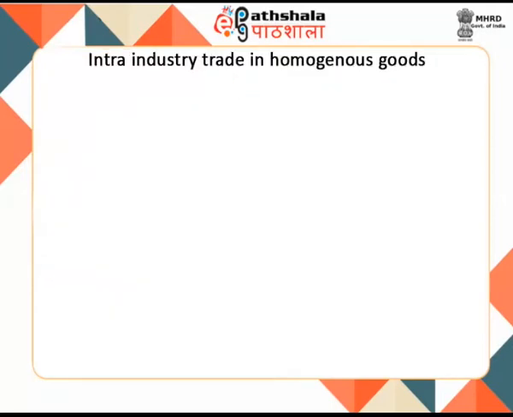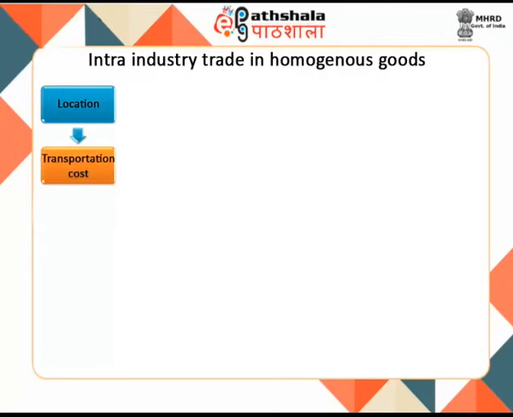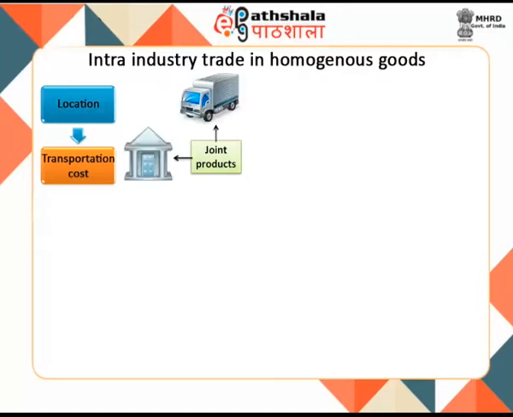Let us now discuss some circumstances under which intra-industry trade occurs in homogeneous goods. These are location. A nation may export and import the same product because of transportation cost. Joint products. The homogeneous services can be the basis of intra-industry trade due to joint production of the services. For example, a country imports and exports banking services, shipping services, and insurance services because these services are produced jointly with another traded product.